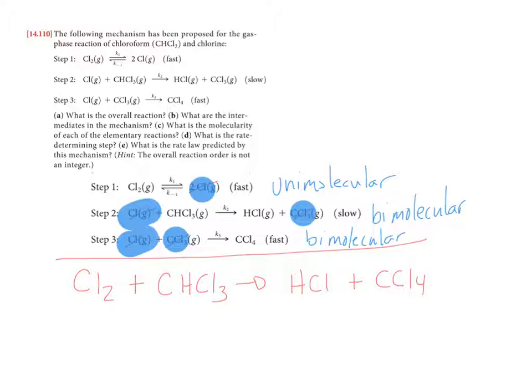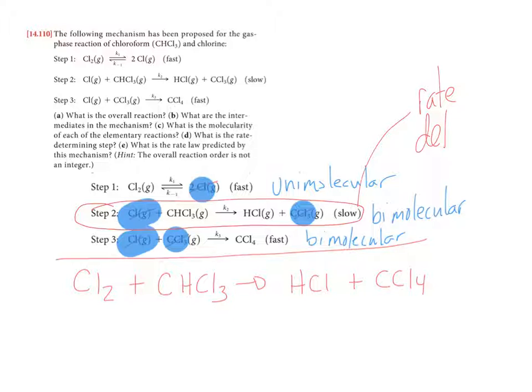Part D asks, what is the rate determining step? Well, the slow step is always the rate determining step. And so you're told in this problem what's fast, what's slow, and so that is a pretty easy determination on your part.